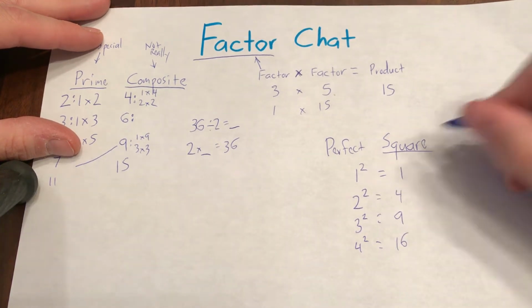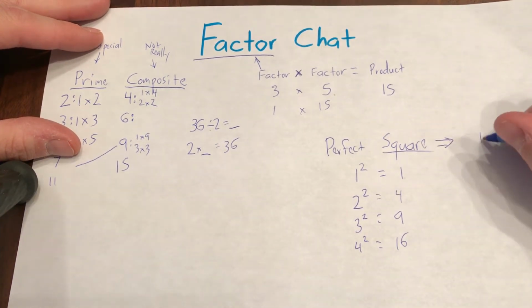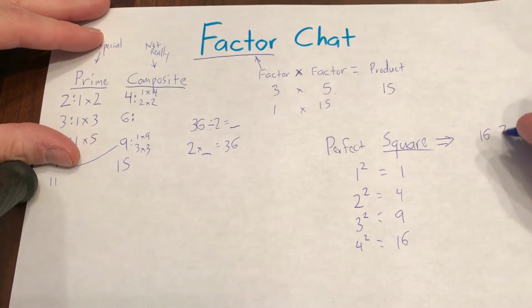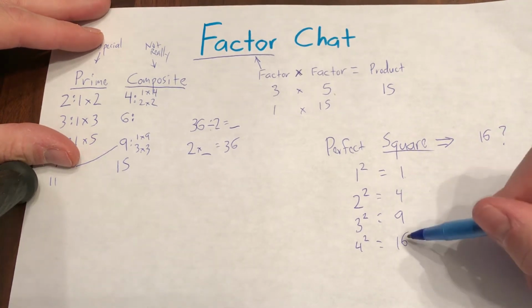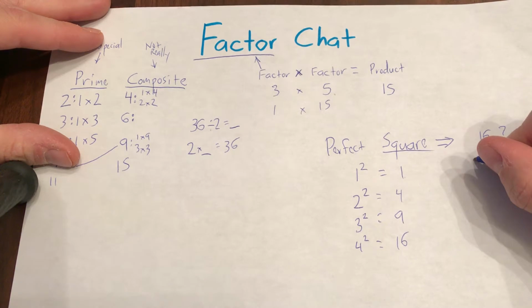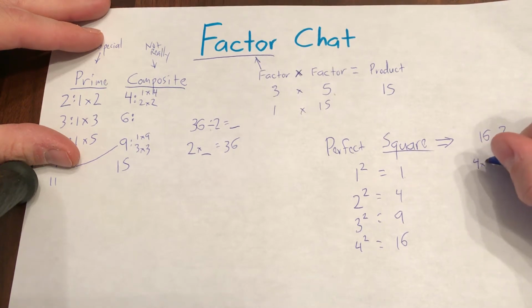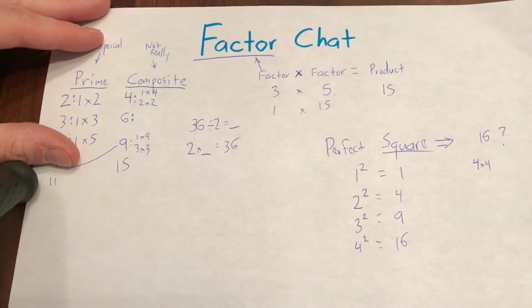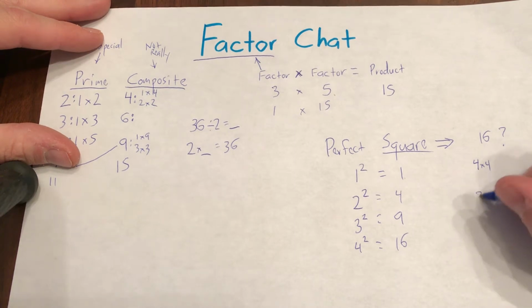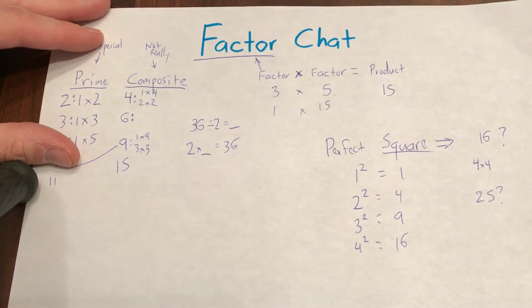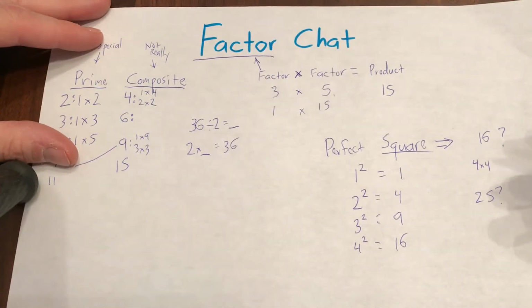So I might ask you, hey, is 16 a perfect square? You would say, yeah, because it's a number times itself. It is 4 times 4. It's something that was squared. If I ask you 25, is that a perfect square? Well, yeah, that'd be 5 times itself.